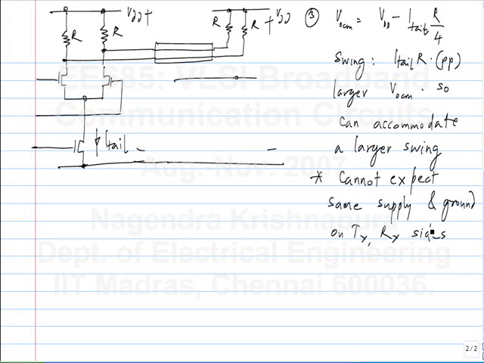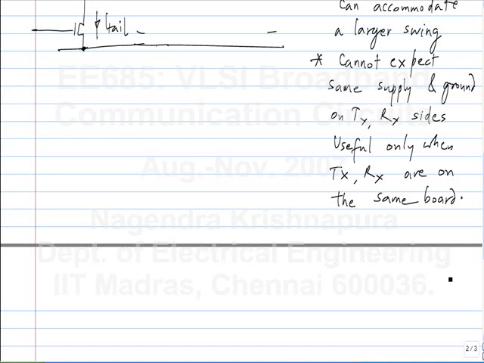So you can't expect the same supply and ground on the transmit and receive sides. So it's useful only when the two are on the same board. Okay, so these are the different considerations, and typically you end up doing AC coupling because you may not know where the receiver is and you don't have a common reference between the receiver and the transmitter.